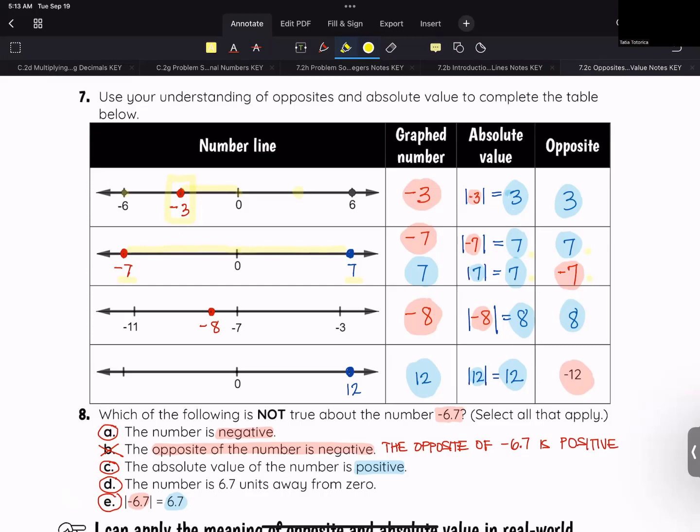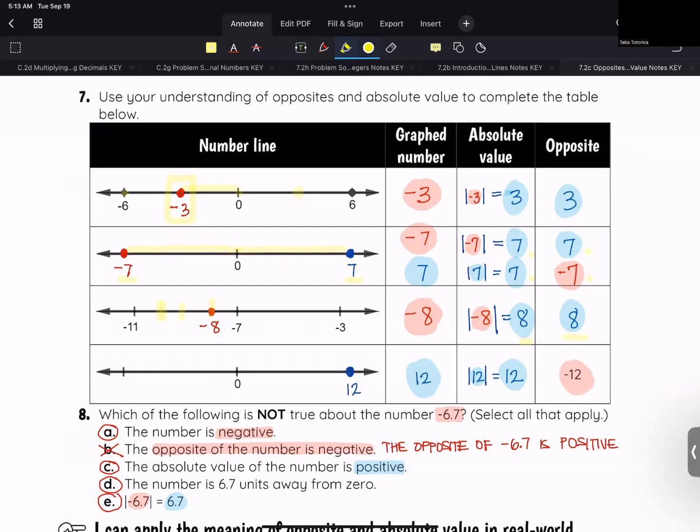On the next one, the graphed point appears to be about 1/4 away from -7. If I count, we would have -7, -8, -9, -10, -11. So we cut that up. It appears to be at -8, whose absolute value is 8, and whose opposite would be +8.